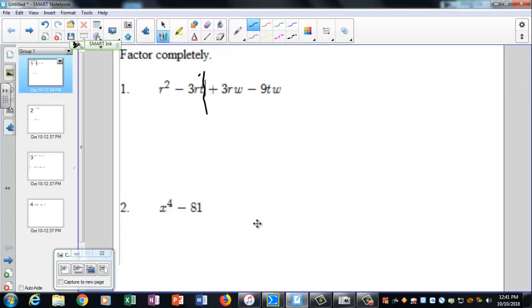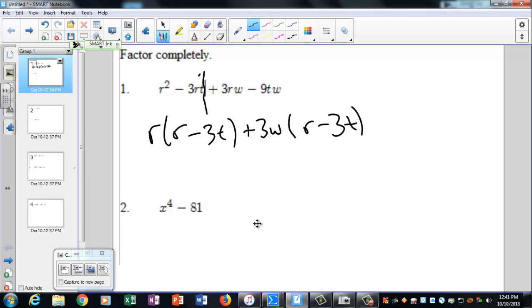What's common to the first 2? That would be an R. So we take the R out. We get R minus 3T. What's common to the next one? 3W. If we take out the 3W, we get R minus 3T. Once we do that, we should recognize, if we do it correctly, the 2 parentheses ought to be the same. Now, will they always be the same? No, but if they're not, one of us made a mistake.